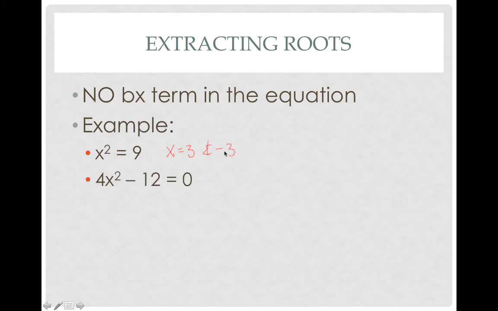Likewise, this next one, you can extract square roots by getting the quadratic piece by itself. So if we add 12 to both sides, we get 4x squared equals 12. If we divide by 4 on both sides, we get x squared equals 3. And if we square root both sides, we get x equals plus and minus radical 3. So notice you get 2 answers. Still always get 2 answers.